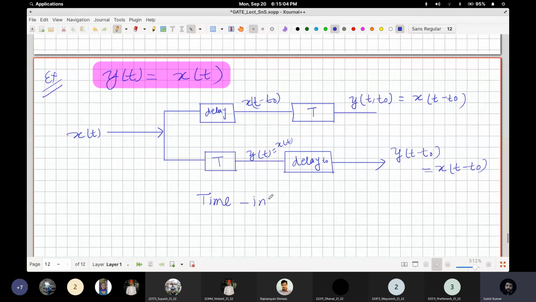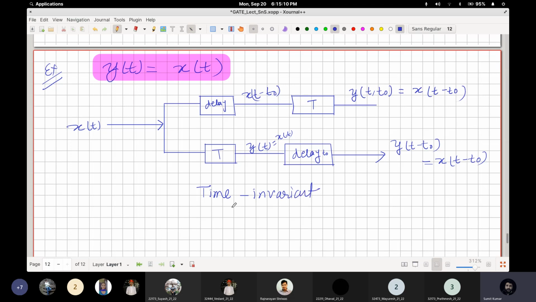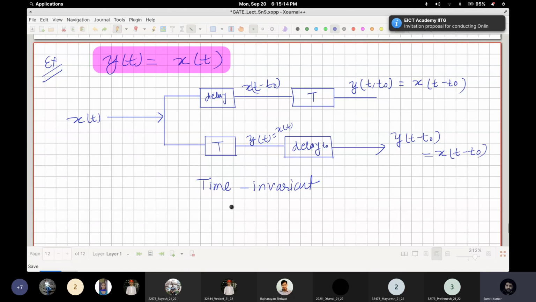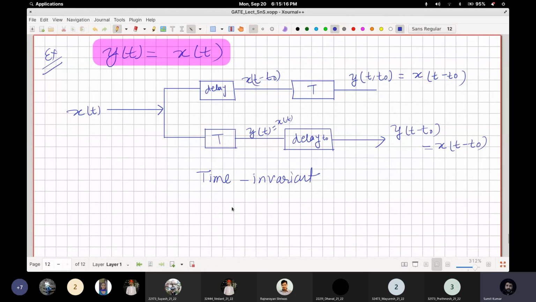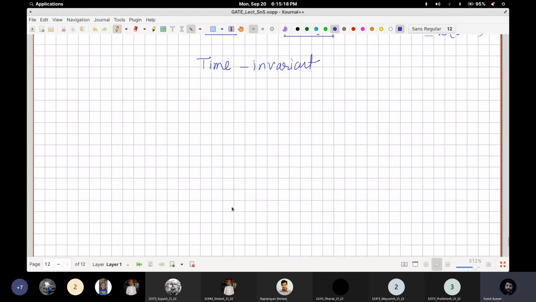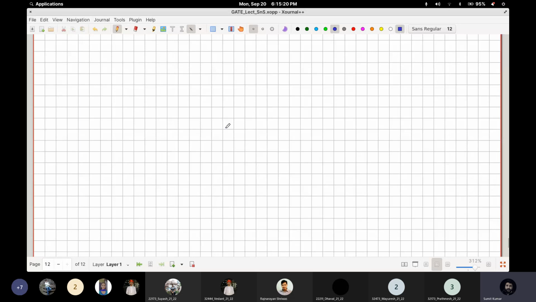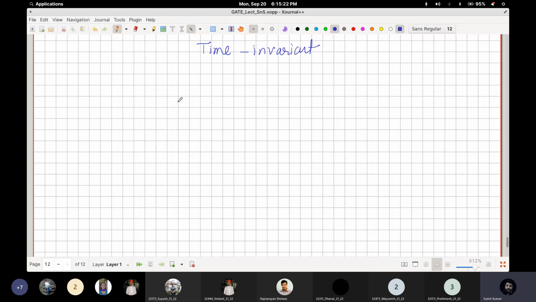The system is time invariant, and it's a very simple system. So it's satisfying all, y of t equal to x of t, all the properties are satisfied. So you don't have to worry about that. This is something that I just want to solve, and then we will move on to the next one.